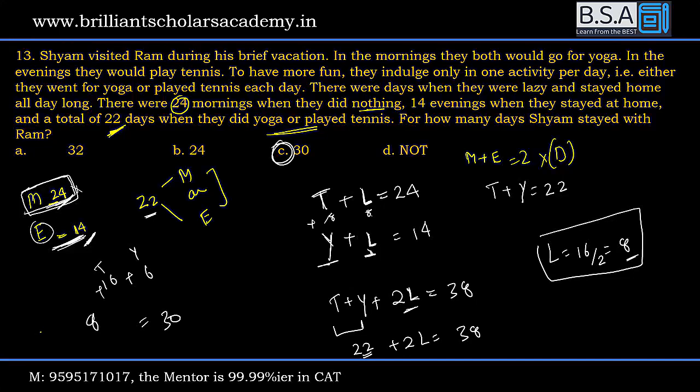24 mornings they did nothing. Morning is already wasted. So in the evening they will either play tennis or it will be a lazy day. So tennis plus lazy day is 24. In the evening, 14 evenings were wasted. So either in the morning you did yoga, and you had a lazy day.